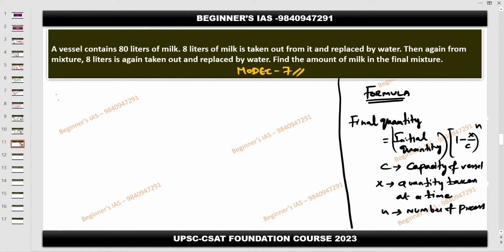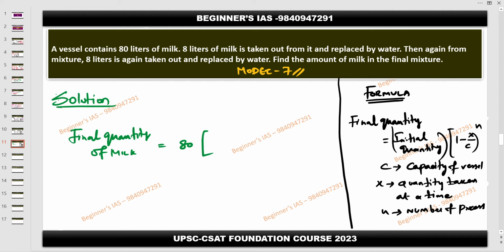So here, in order to find the amount of the milk in the final mixture, you can go with this model to get the answer and also to save your time. Initial quantity also you can find by using the same method. So here the final amount of milk in the final mixture. So what is the initial amount? 80.